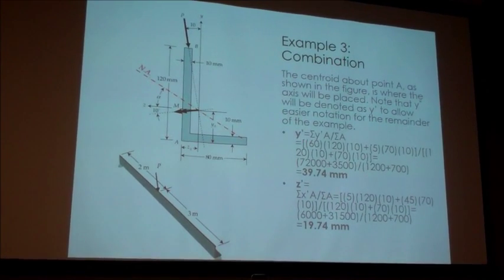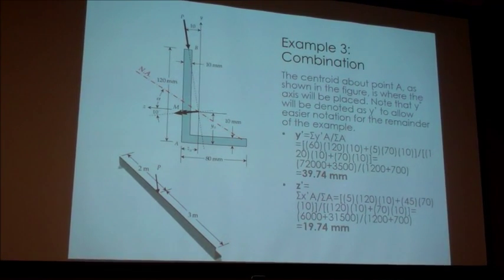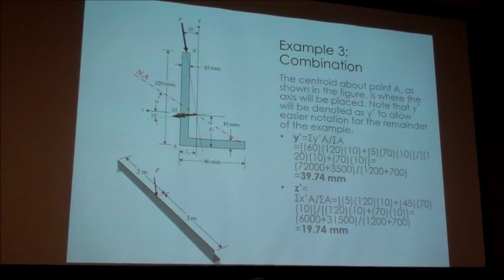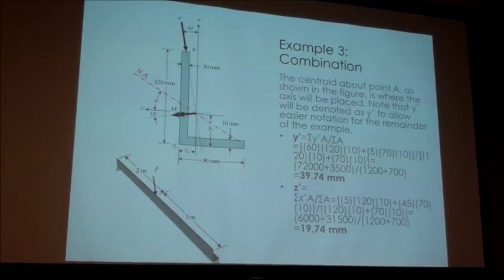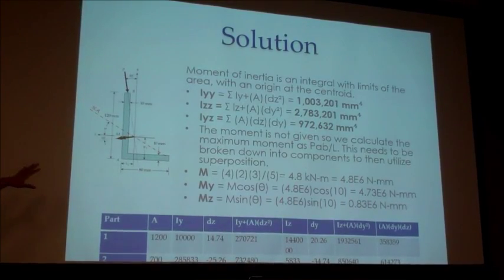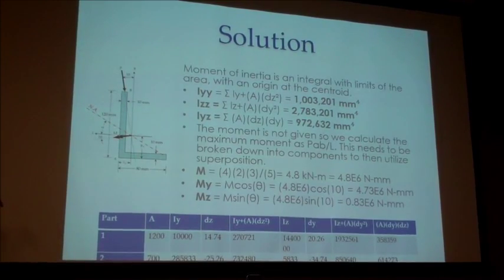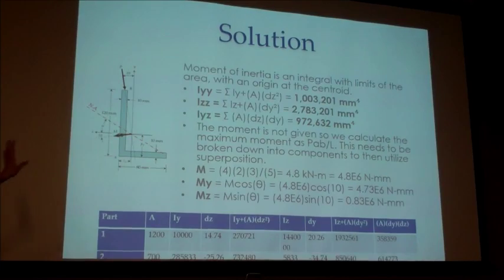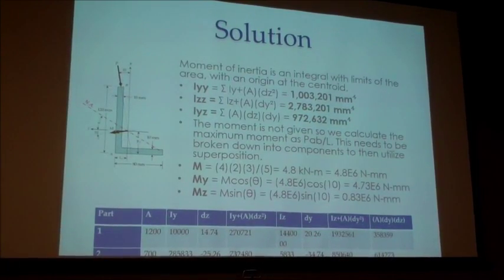The centroid is again calculated from point A, so we know that it's 39.74 and 19.74. Again, pretty easy. Now we get into the complicated stuff. I'm keeping this diagram right here so you can see as we calculate with our table down here, we calculate our second moment areas right up there.